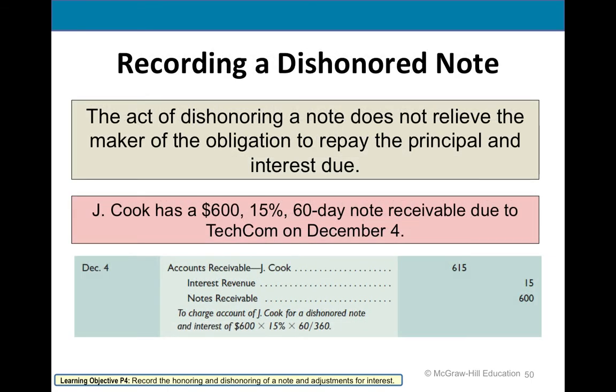Dishonored note, now it says, well, it's no longer notes receivable, we're going to make it accounts receivable. And again here, even though you didn't receive the interest, you still earned the interest. And now you expect to receive this money from Jay Cook.